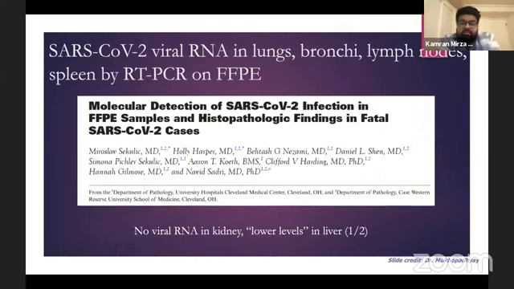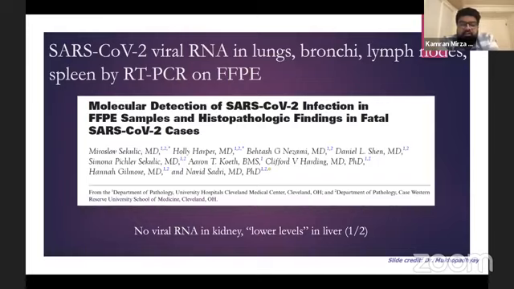There are also studies now that have started looking at FFPE samples. And so this is formalin fixed paraffin embedded tissues. And Sigulek and colleagues have published the fact that you can actually do a molecular detection from those samples that have already been fixed in formalin, and you can look at the RNA.